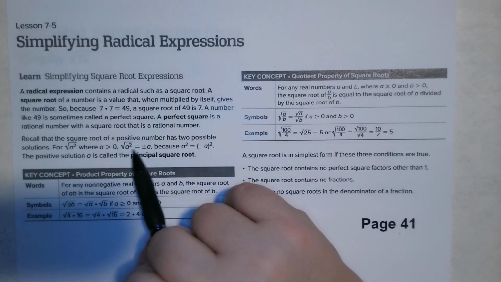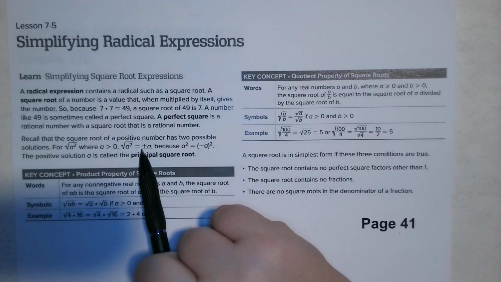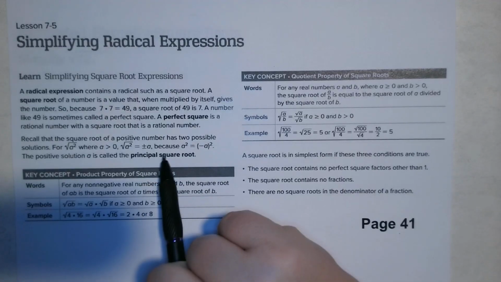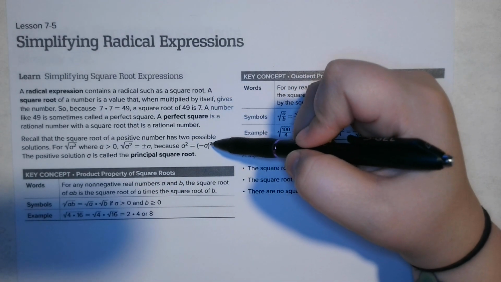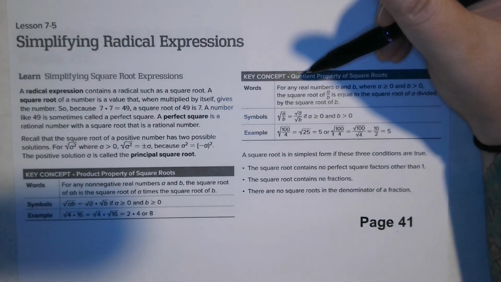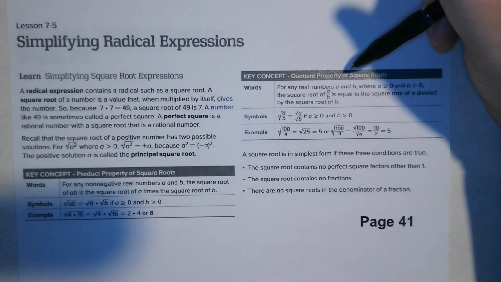Recall that the square root of a positive number has two possible solutions. So a squared could be positive a times positive a or negative a times negative a, because a squared can also be negative a squared. Those two are equal. There's also something called the quotient property of square roots. I guess I'm kind of skipping that one. I'll go back to it.